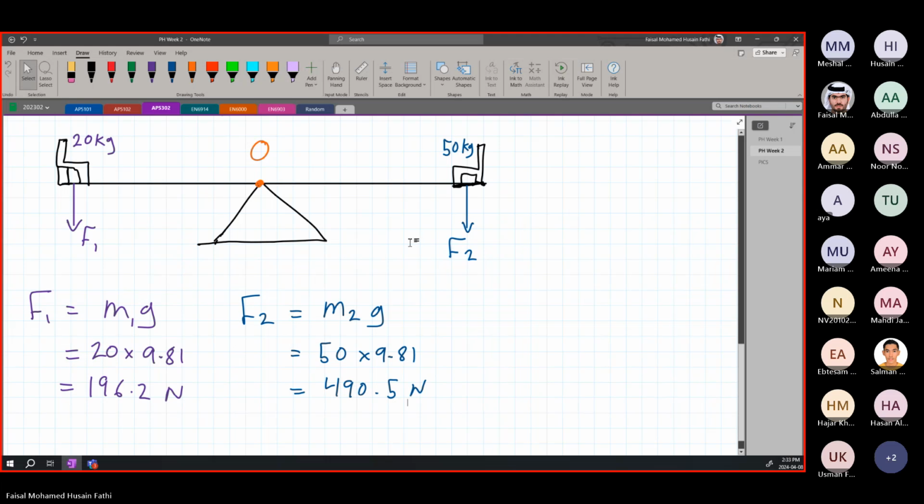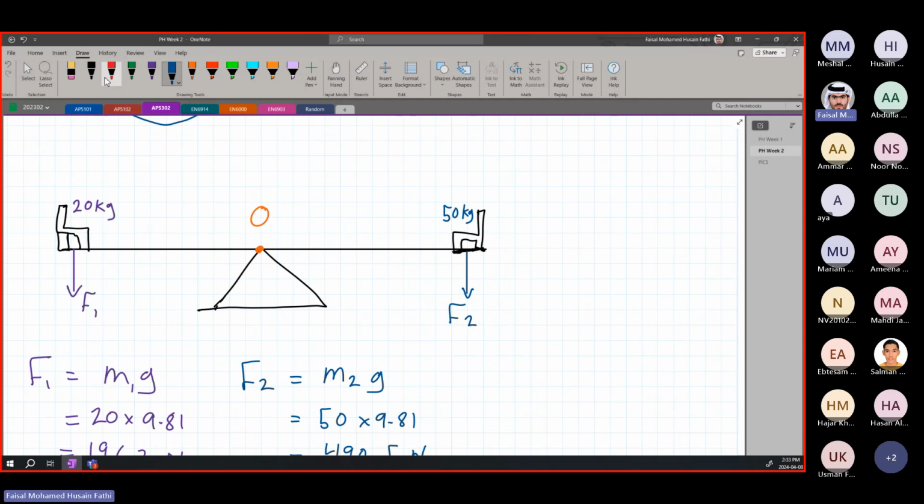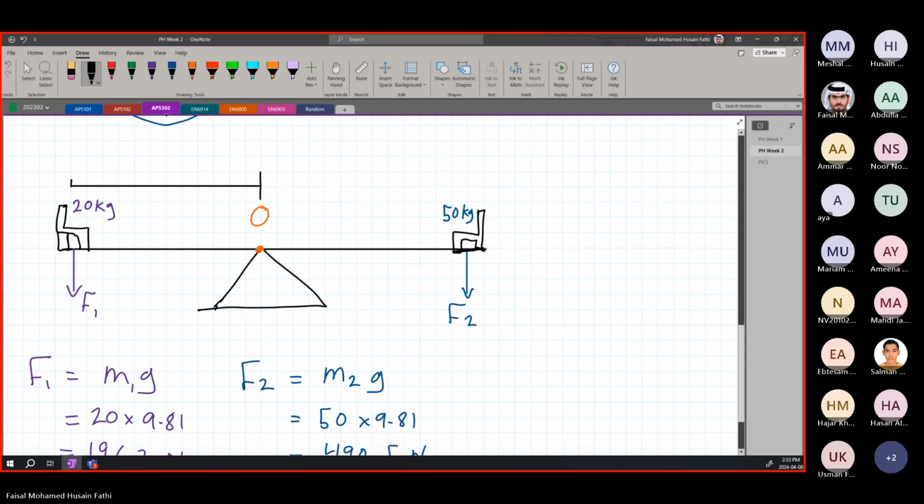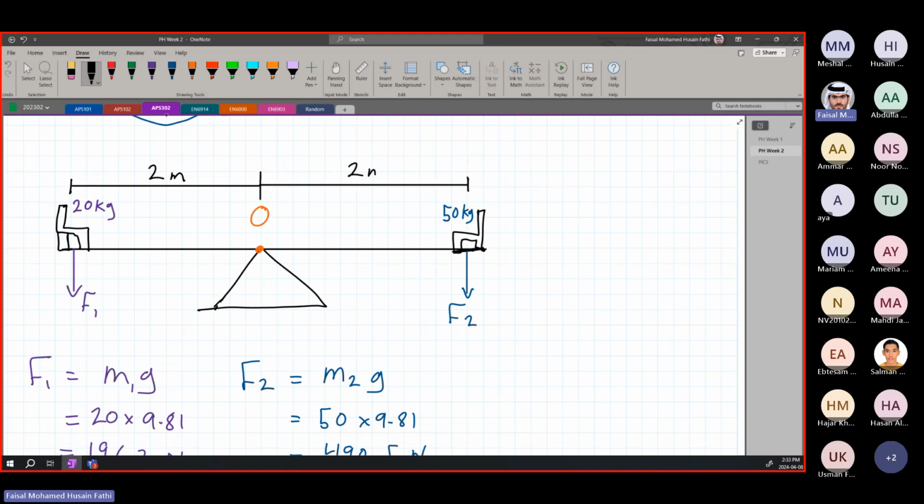Okay. So we have moments on the left. We have a force on the left and a force on the right. And let's say this is equal in distance. The distance from here to the force is, let's say, 2 meters, and the distance from here to here is also 2 meters. So they're equal in distance.